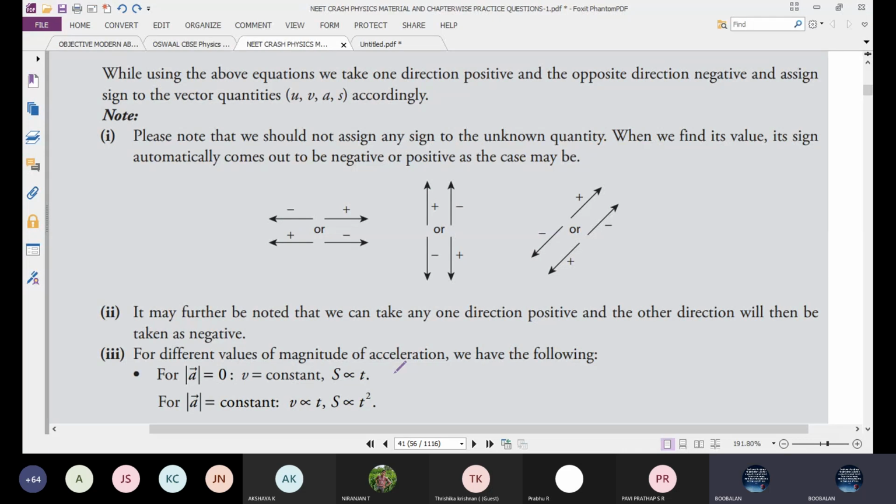Listen. This is related to direction and sign. If one direction is positive, then the other direction is negative. See, if towards the left is negative, then what about the right side? Positive. Otherwise, if left side is positive, then right side is negative. If up is positive, then down is negative. In case up is negative, what is the value of down? It is positive. So if one side is positive, the other side is negative. This is the common sign convention for acceleration.